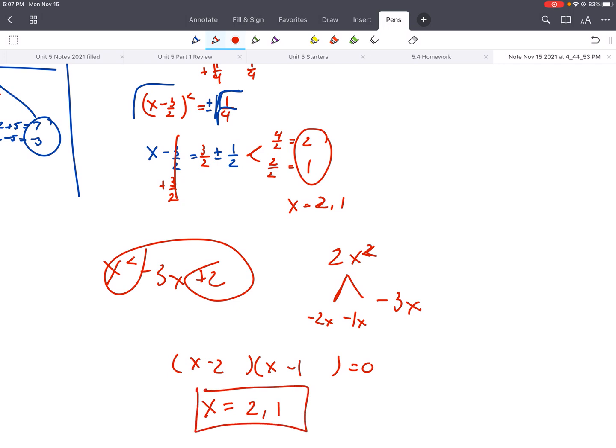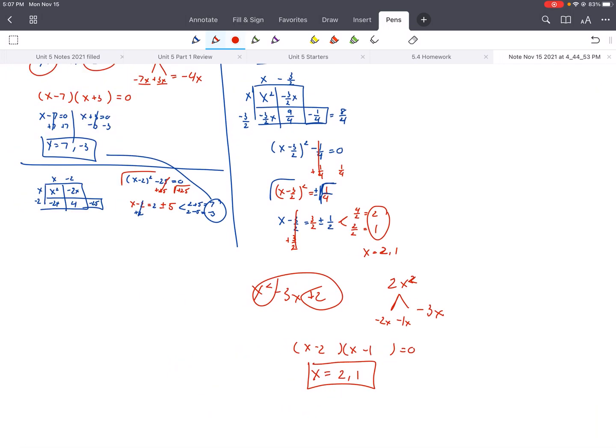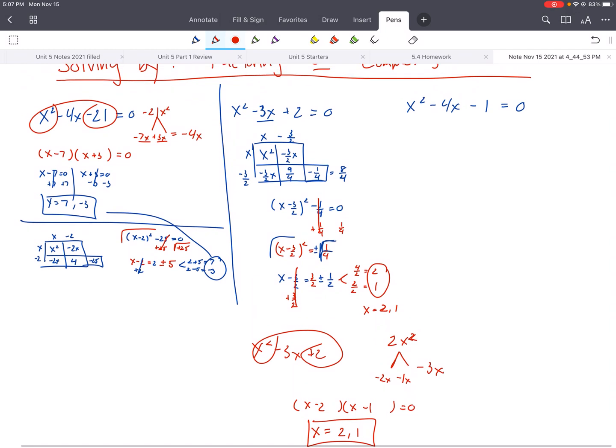So that factoring here was a lot quicker. So hint, if b is odd, make sure you give factoring a try. Because see how much shorter this was than completing the square. All right.